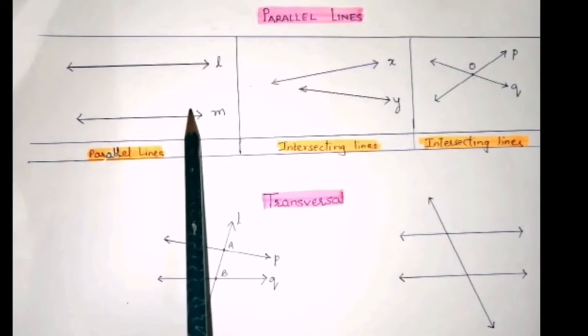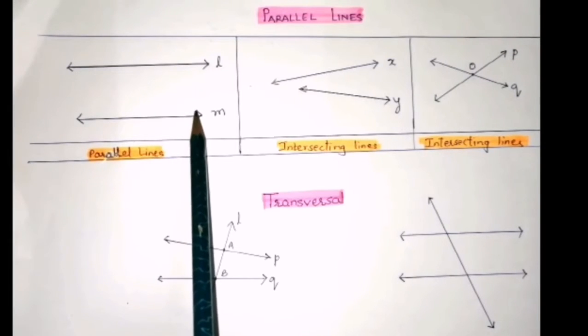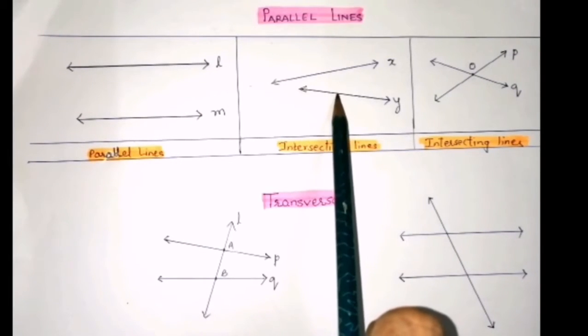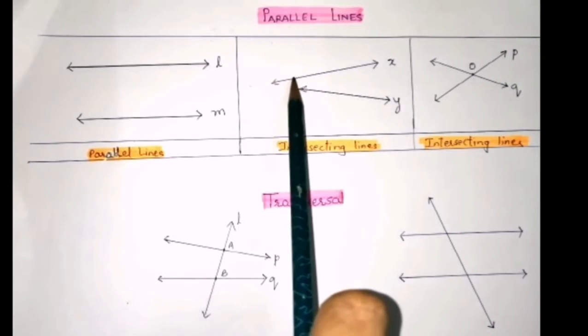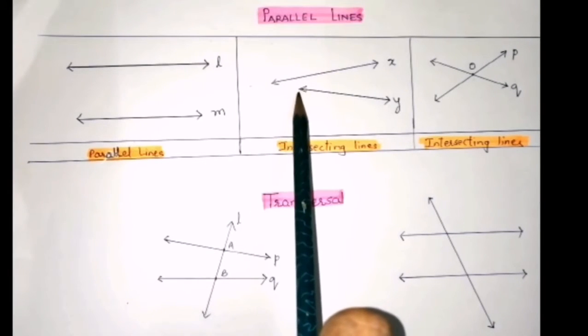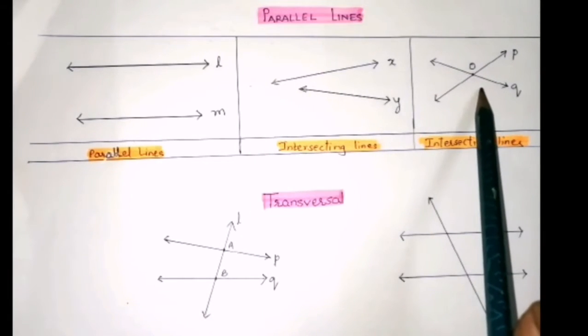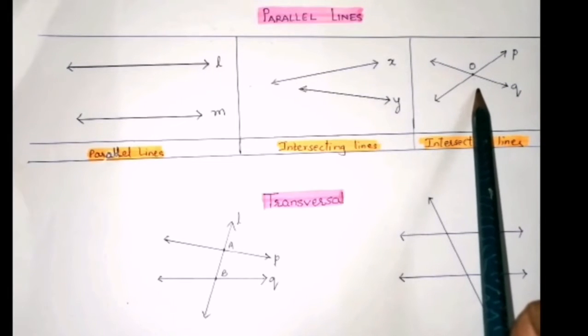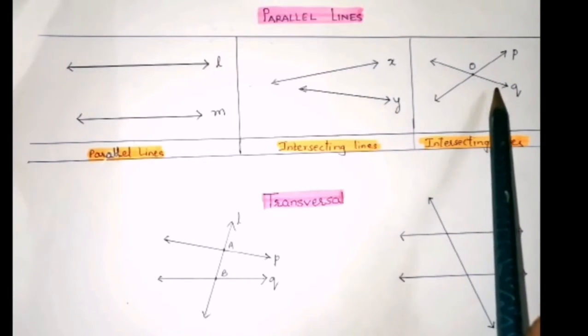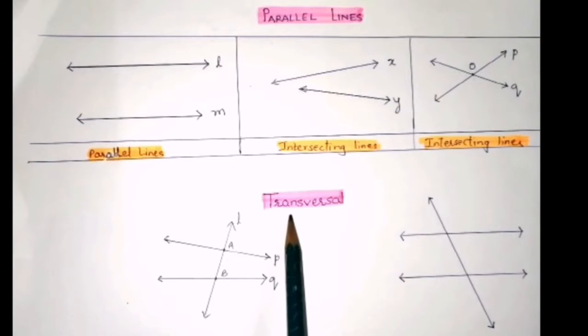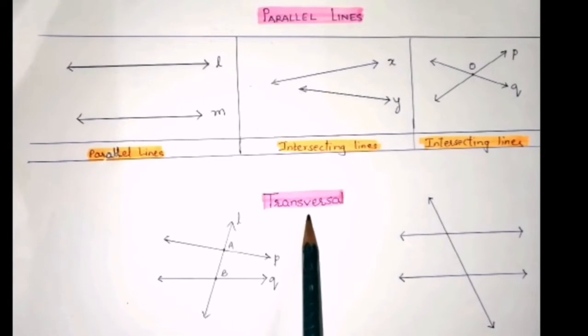So here this figure shows parallel lines. This is not parallel lines because they will intersect each other. This also is the figure of intersecting lines. Now let's talk about transversal. We'll see what a transversal is.